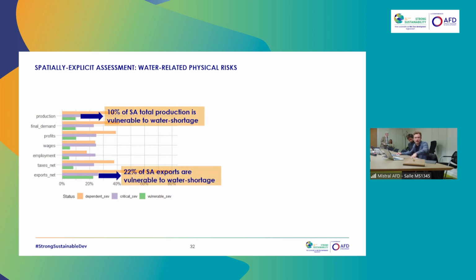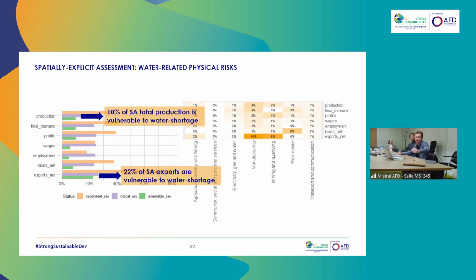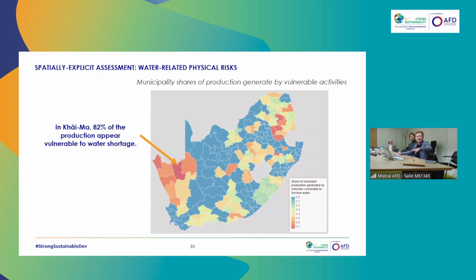And for example, we find that 20% of South African exports are vulnerable to water shortage. So if you remember, we come from 80% of exports dependent and exposed to physical shocks to 22% of exports vulnerable, because generated by activities located in vulnerable municipalities. And we can map what are the sectors that underlie those figures. And even identify some critical municipalities. For example, in Kama, 82% of production is vulnerable to water shortage because the municipality is vulnerable and the productive structure of the municipality is profoundly tied to dependent activities like agricultural activity and mining activity in this case.